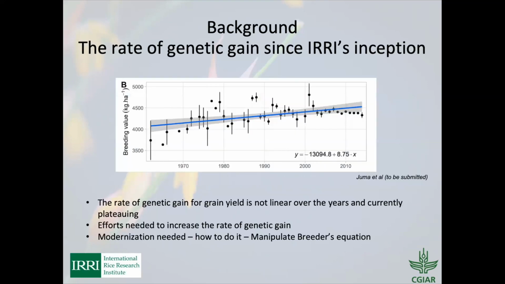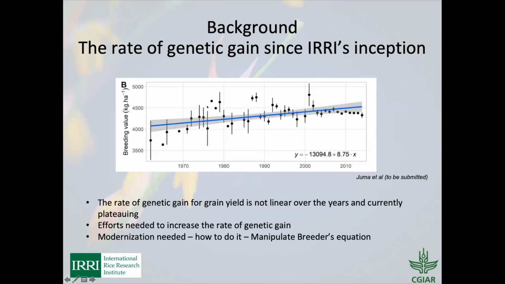So a little bit of background: why do we even need to modernize the breeding program, and what is the requirement? This is a paper that we are working on in the group. It's almost submitted now. It talks about the historical rate of genetic gain in IRRI since 1960. You can clearly see the x-axis is the year and the y-axis is the breeding value for all the individuals. And the trend is not linear.